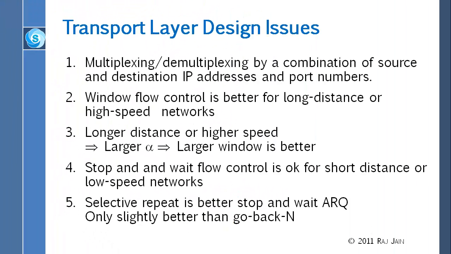So that finishes the transport layer design issues. The 5 key points of this particular module of chapter 3 is that you can do multiplexing and demultiplexing by a combination of source and destination IP address and port numbers. So you saw how the IP addresses and the port numbers are used, both source and destination, so that multiple people can access the same server at the same time and get the correct responses without any confusion.